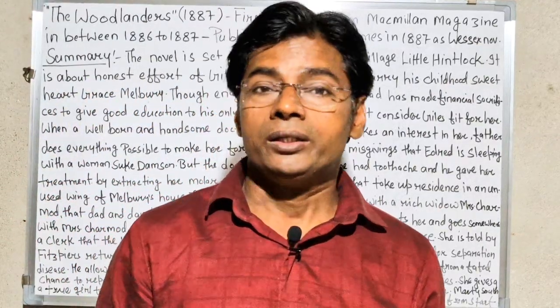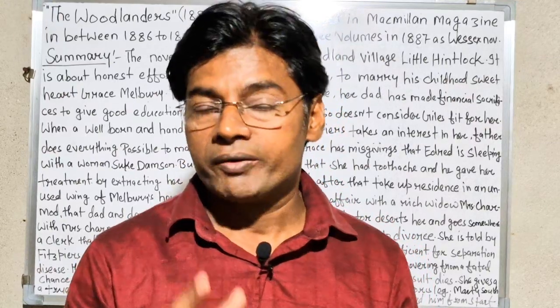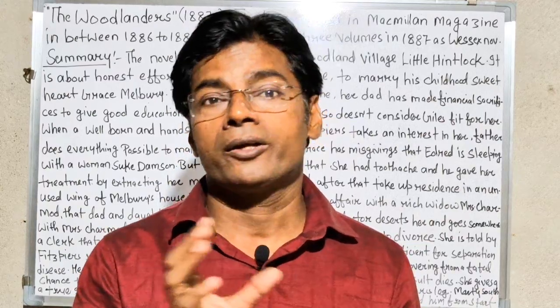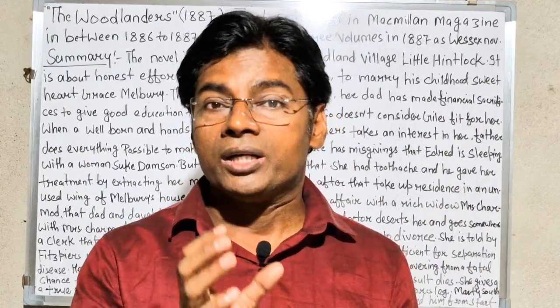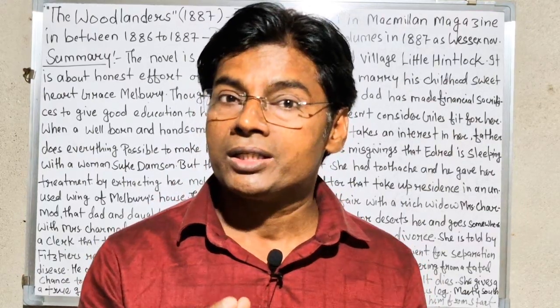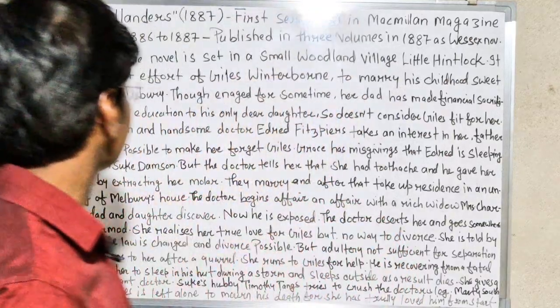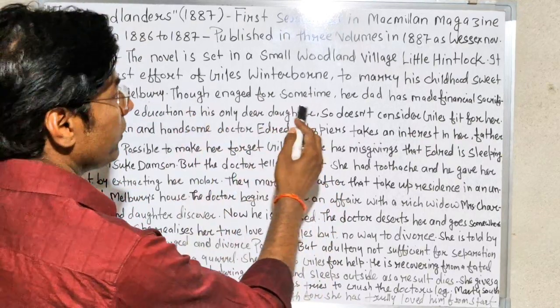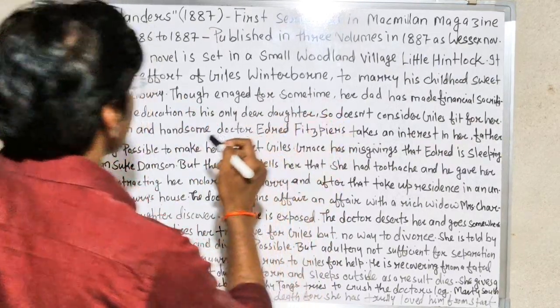Grace Melbury is the central woman character of this novel. She is the heroine of this novel, and the novel is all about the sincere and honest effort of Giles Winterbourne to win Grace Melbury's heart and to win her hand in marriage. But you see, the path of true love is never easy. So the same is the situation here.